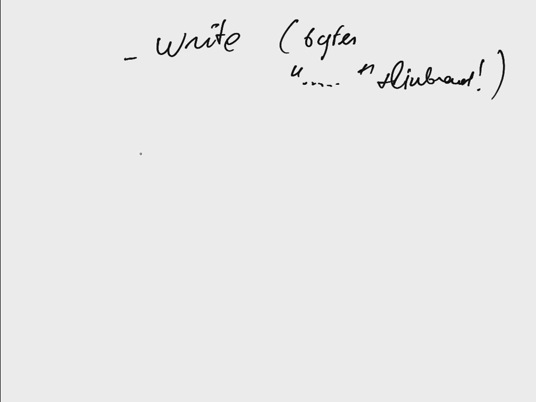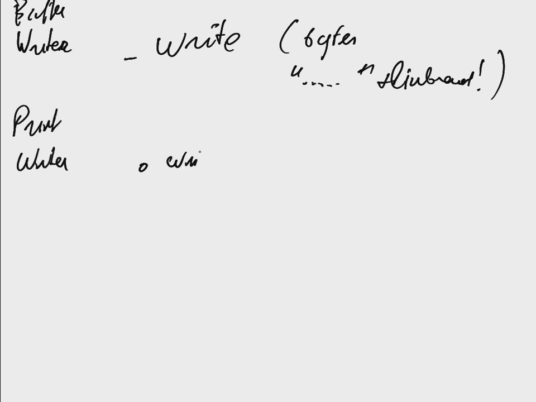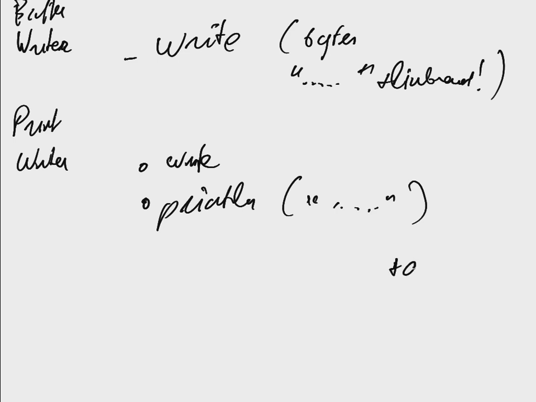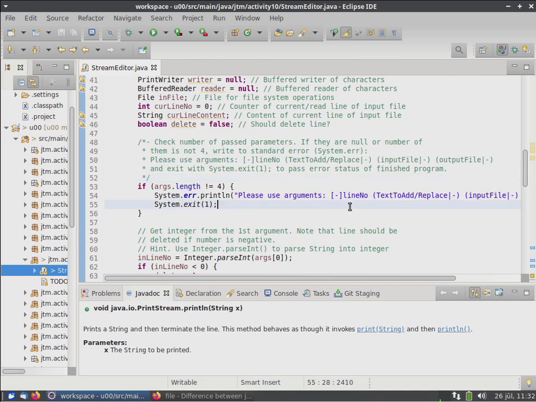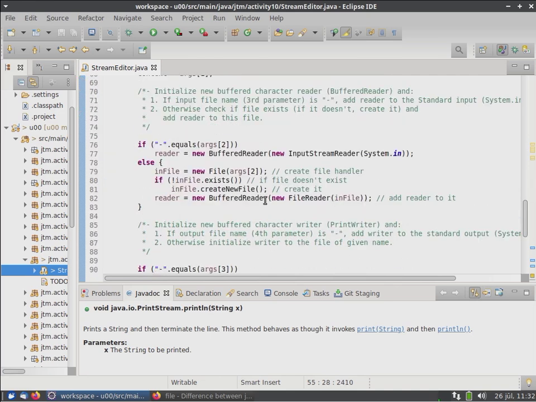So that would be the writer, BufferedWriter. But if we use PrintWriter, it also has a write method inherited from BufferedWriter, but it also has a println method. And then you can just pass a string here and the line break will be added automatically. And if you want to go into details, for example, where is our PrintWriter?